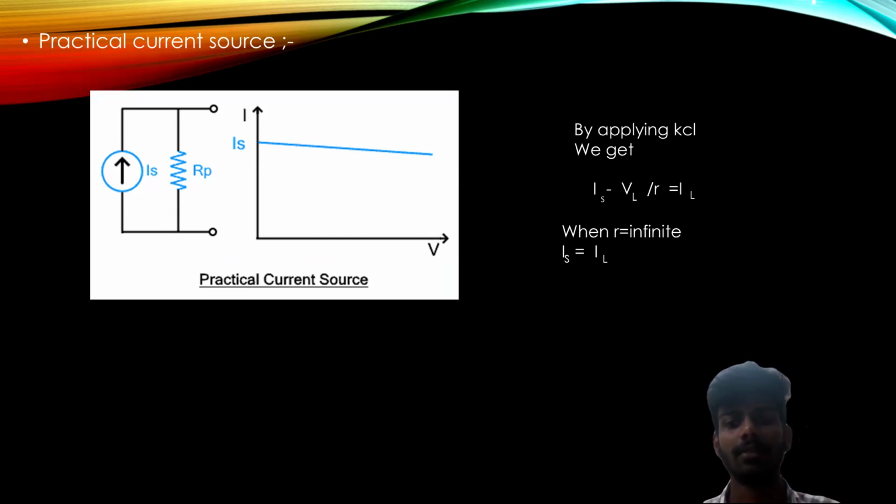If we see the graph, it is decreasing, and the decrease is considered as VL by R. R is nothing but internal resistance. If we put internal resistance as infinity, IL equals IS, which is nothing but an ideal current source. By applying KCL, the sum of the currents at the junction is zero. If we solve the equation, we get this equation. Here, when R is infinite, IS equals IL, which is nothing but an ideal current source. So these are the four types of independent sources.